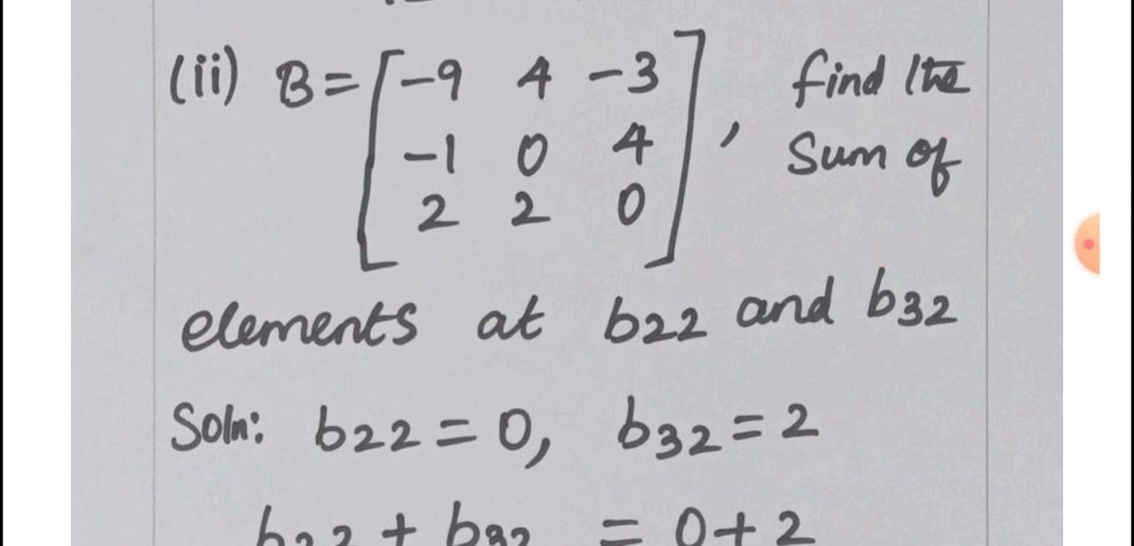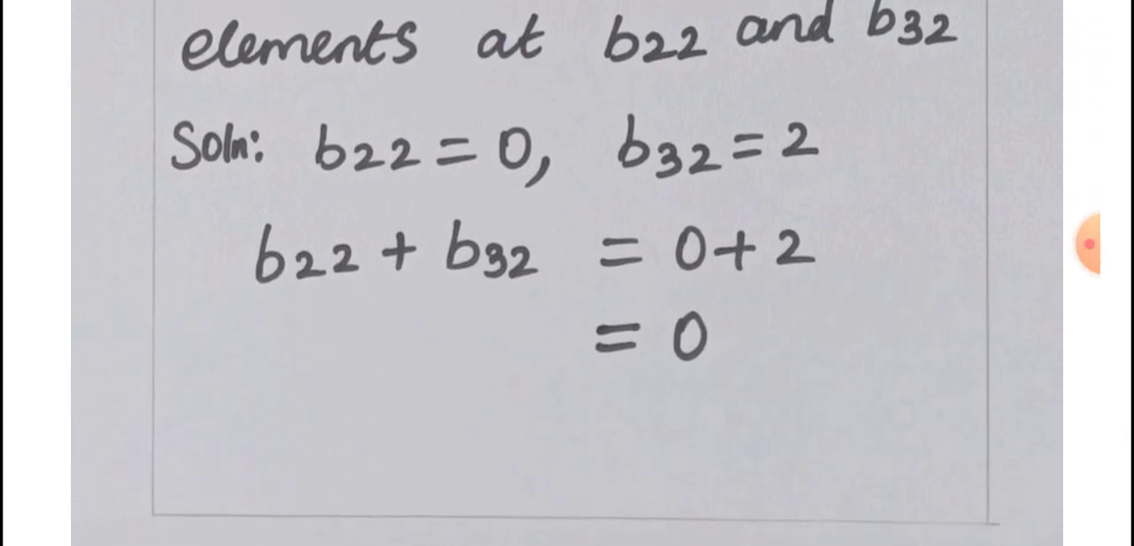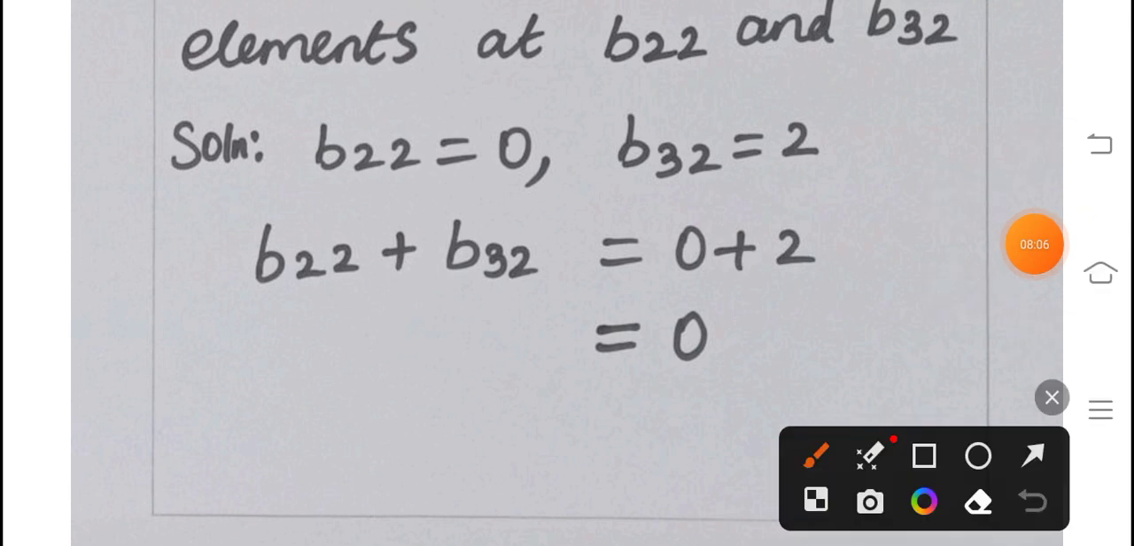So both you are going to add. So 0 plus 2. 0 and 2 you have added now. You're going to get the answer as 2. I think I have mentioned 0 here, but it is 0 plus 2. The answer is supposed to be what? 2. Clear? Okay.